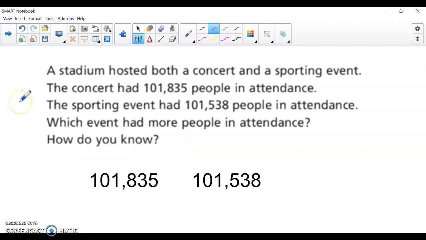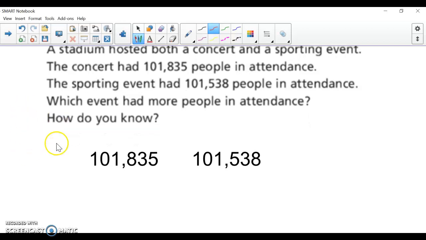Okay, so let's read this word problem. This is at the top of page 15. So if you want to go to page 15, that's where you're going to start doing your work. A stadium hosted both a concert and a sporting event. The concert had 101,835 people in attendance. The sporting event had 101,538 people in attendance. Which event had more people in attendance? And, well, how do you know?